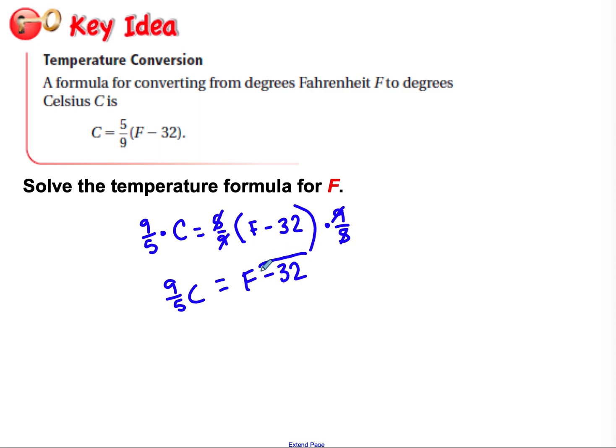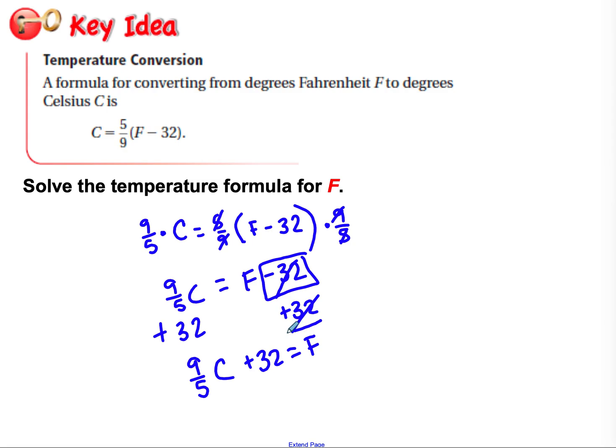Then I've got to get rid of that minus 32. I do that by adding 32. Can't actually add 32 to 9/5 C since they're not like terms, so I just write it out. 9/5 C plus 32 equals F.